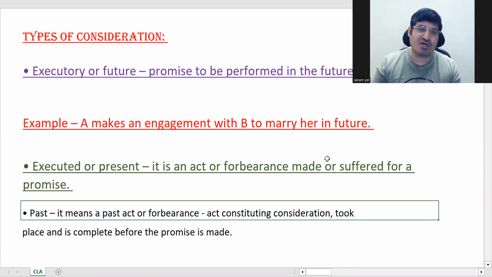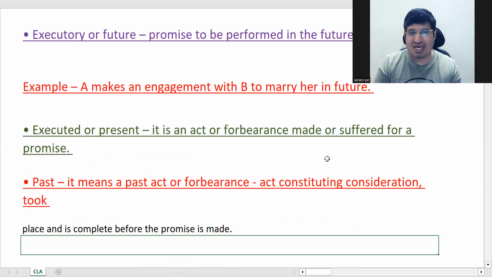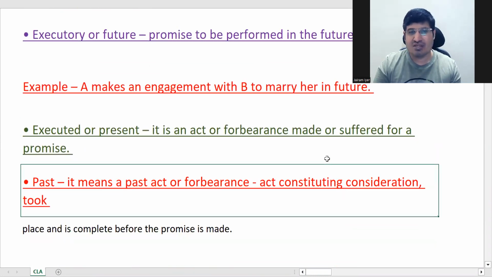The other party has not yet performed this consideration. It means past act or forbearance. Forbearance is something again, as the name suggests, B-E-A-R. You are bearing something, right? That is like abstinence. In abstinence, you are not doing something, but here in forbearance, you are bearing something.